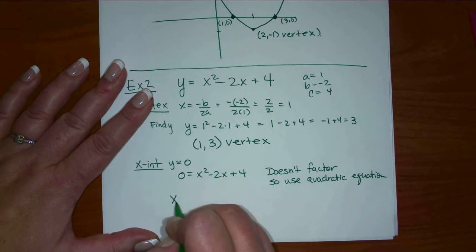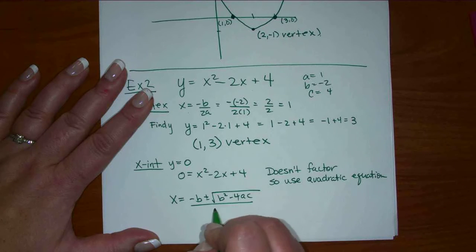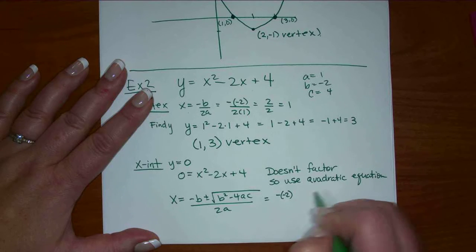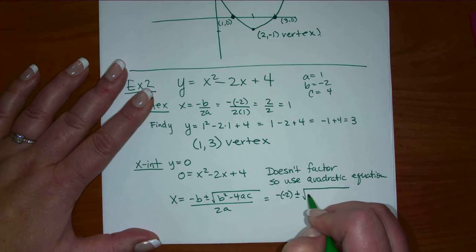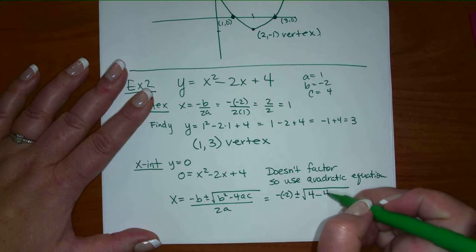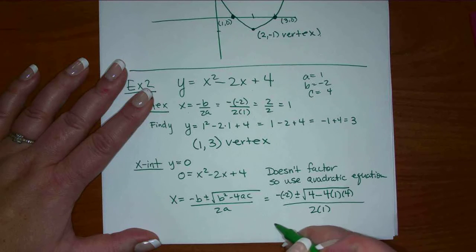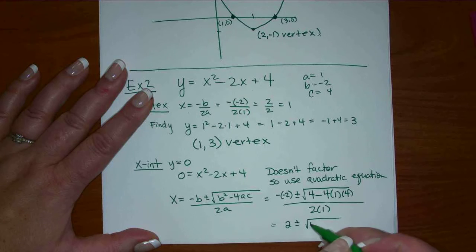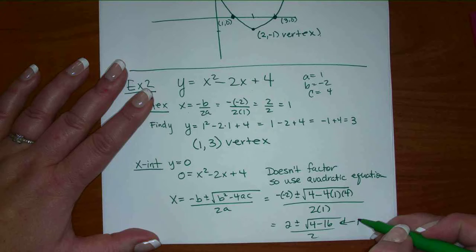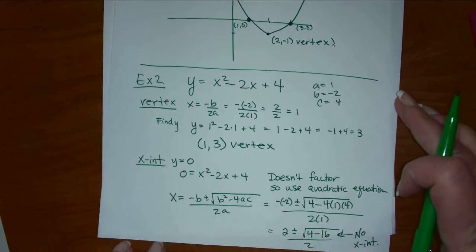Okay, so x equals minus b, minus the minus 2, plus 2, b squared, negative 2 squared is 4, minus 4 times a times c. What happens? Four minus 16. It doesn't even matter what's in it. That's a negative. So no x-intercepts because it doesn't work. So how could a parabola not have x-intercepts?